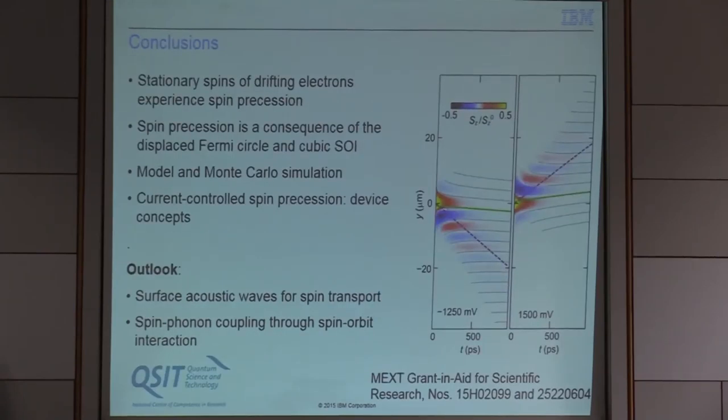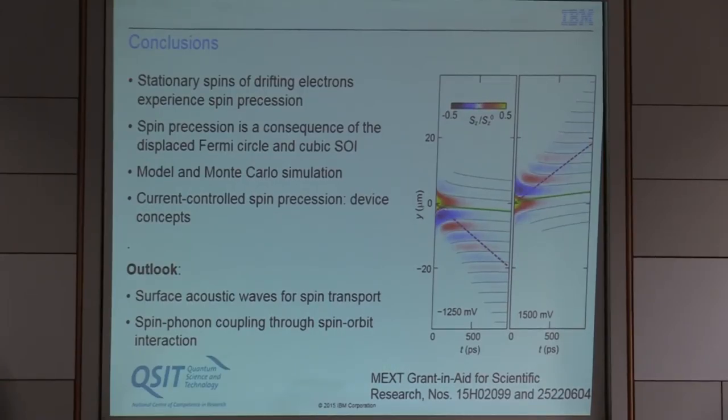So let me conclude. Stationary spins do precess if you have cubic spin-orbit interaction. This is validated by a simple model and by Monte Carlo simulation, and allows you to determine cubic spin-orbit interaction directly. It may also be of relevance for applications if you think about the spin precession of local spins which depend on the current that you apply.